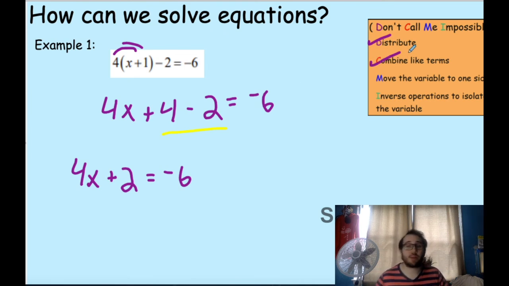Now we need to move the variable to one side. Ask yourself, is the variable on one side? Yeah, it's right here on the left-hand side. If the variable was on 2 different sides, that's a different story. So we're done with this step.